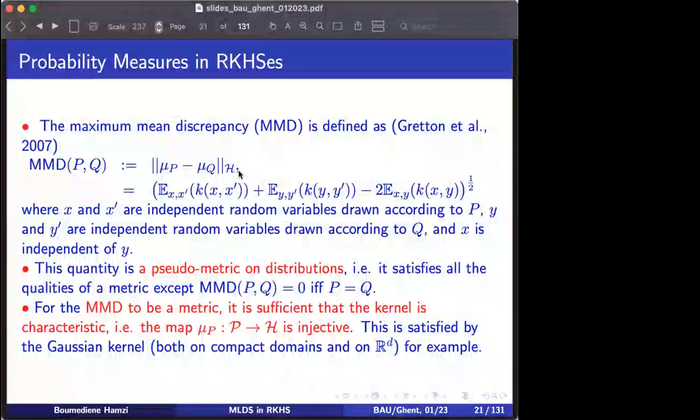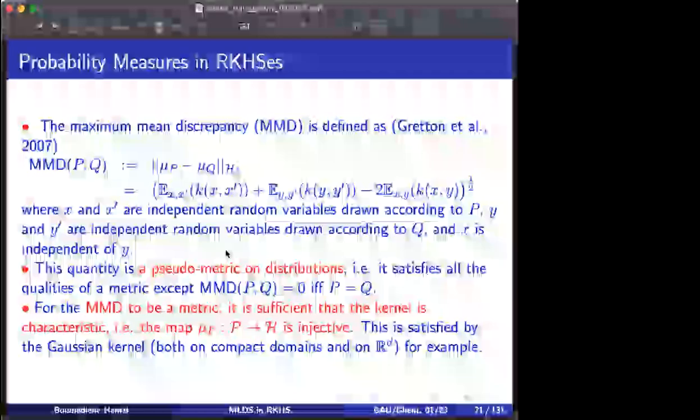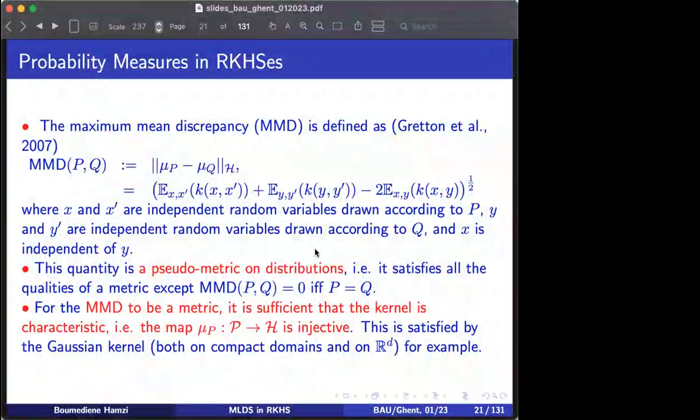The expression that we see here is not a metric, technically speaking. It is a pseudo-metric on distributions, that is, it satisfies all the properties of a metric except that MMD is equal to 0 if and only if P is equal to Q. But for the MMD to be a metric, it is sufficient that the kernel is characteristic, that is, that the map mu_P from P to H is injective. This is usually satisfied by the Gaussian kernel, both on compact domains and on R^d, for example.